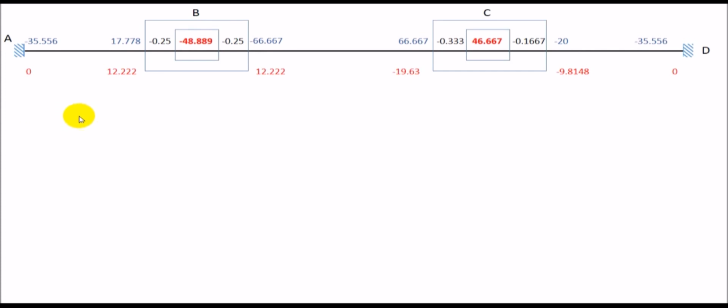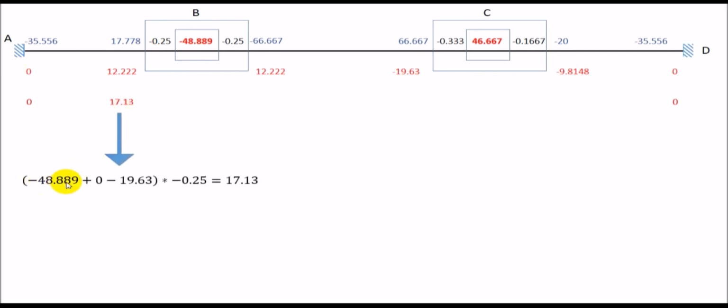We have to do a second iteration again. We first write 0 and 0 at the ends. Since it is fixed, it has to be 0 0. Basically, in most of the cases, at the end joints we get the iteration value as 0. We have to write the iteration value as 0 at the end joints. Okay, the iteration value of BA is 17.13. How did we get that?